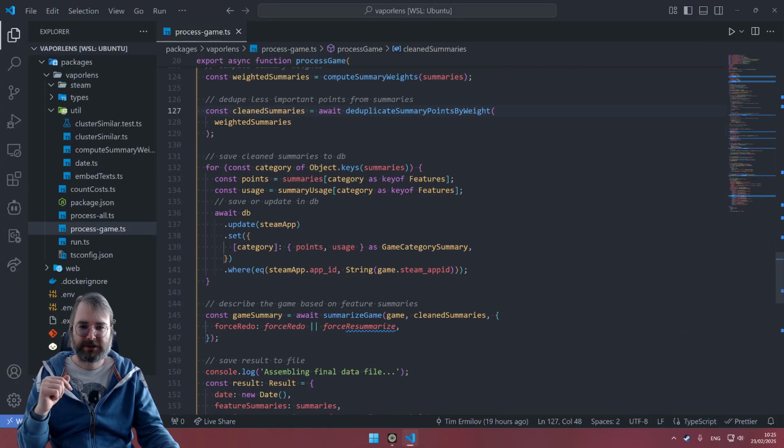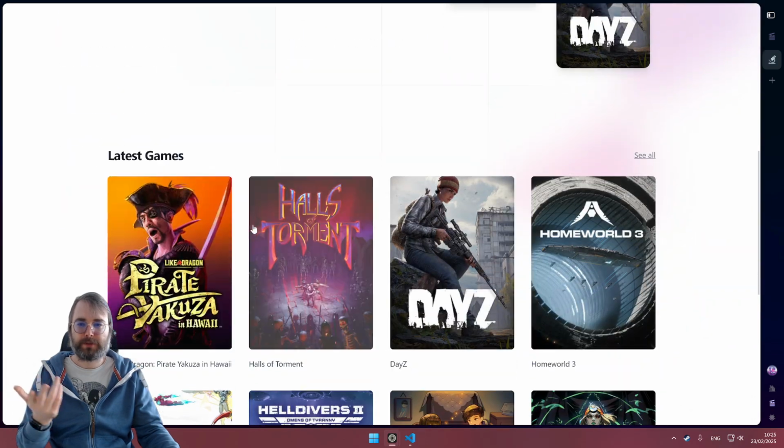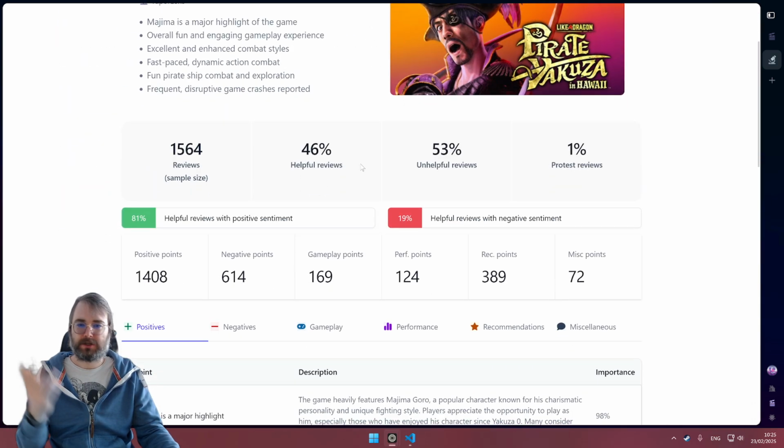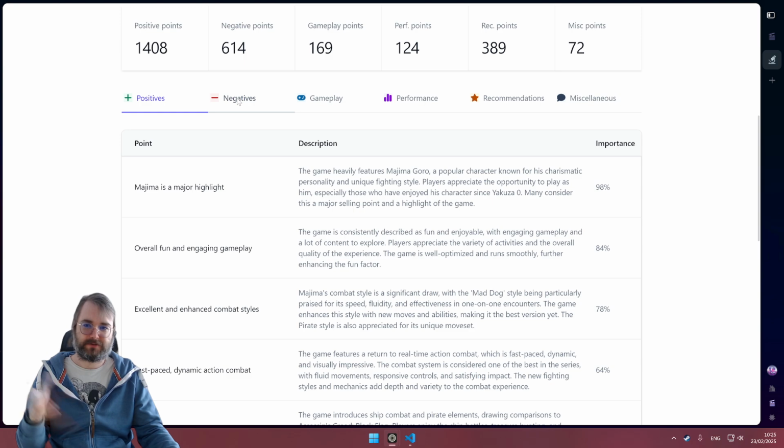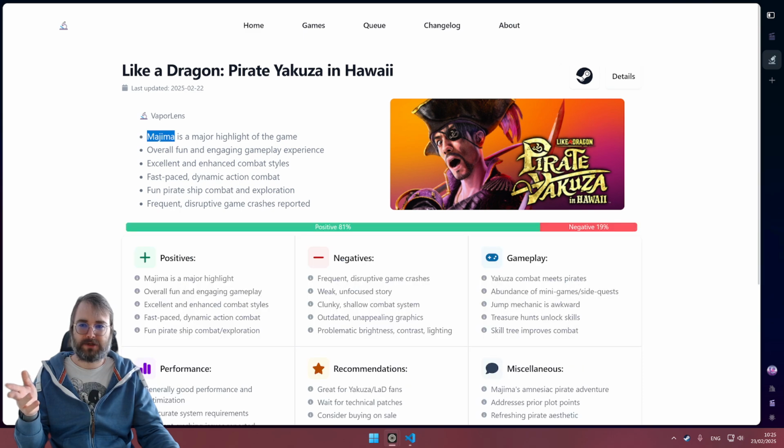All right, so once the summaries are deduplicated, we generate the game summary. This is fairly straightforward. You just take all the points the game has, shove them into the LLM by category, say, hey, here are the points for positives, negatives, whatever, generate me a summary, right? And this summary is what you see over here.